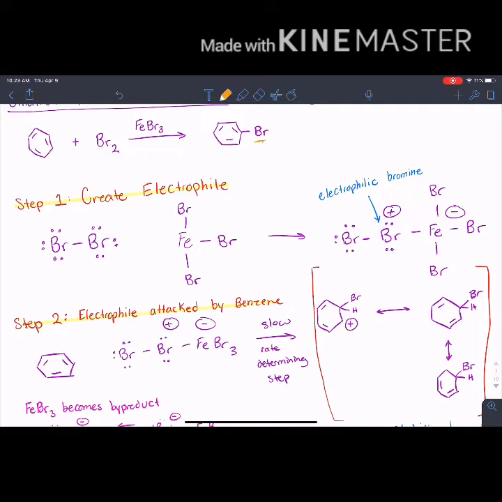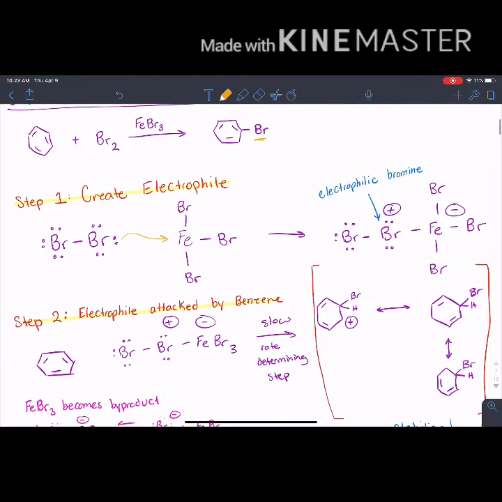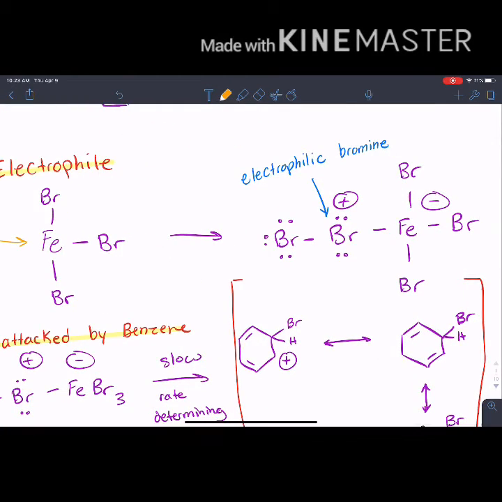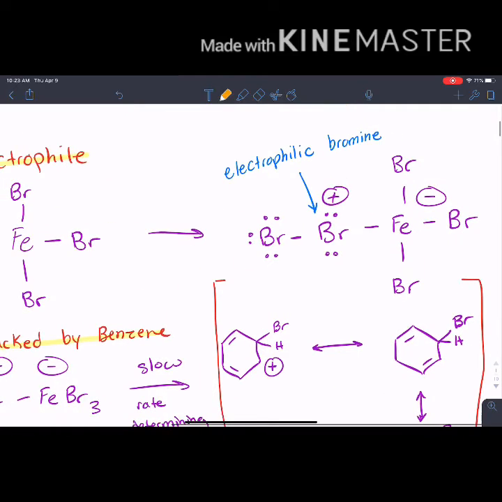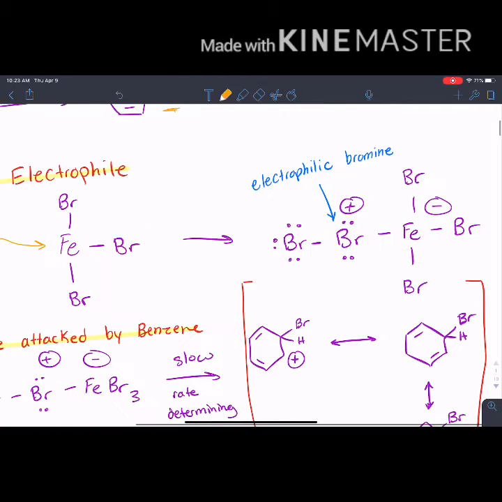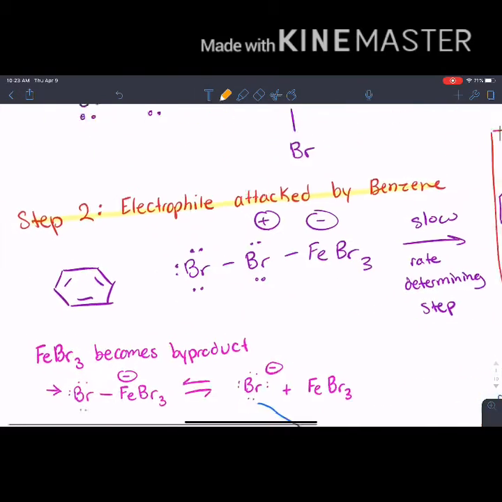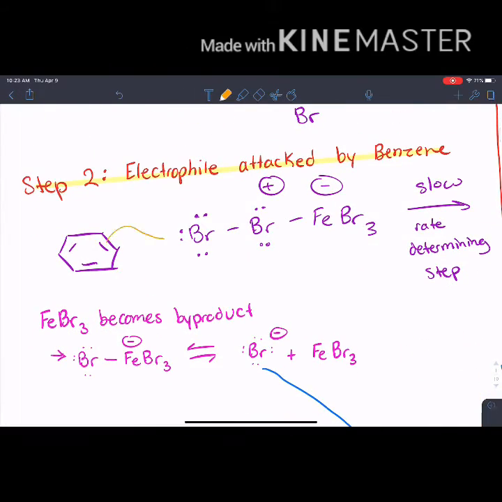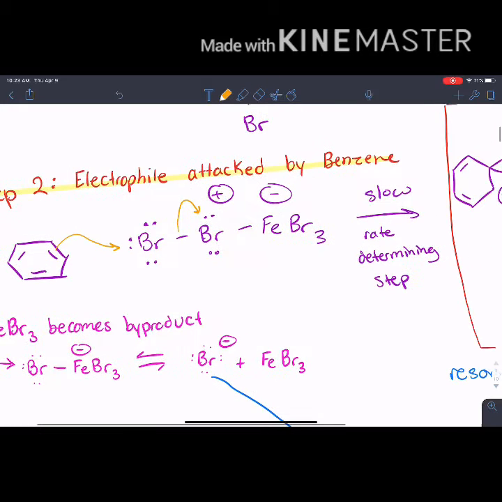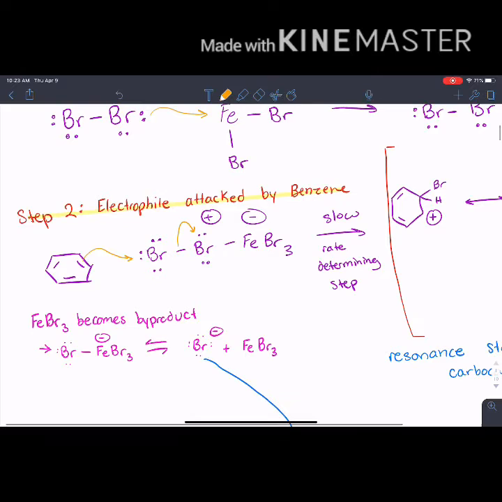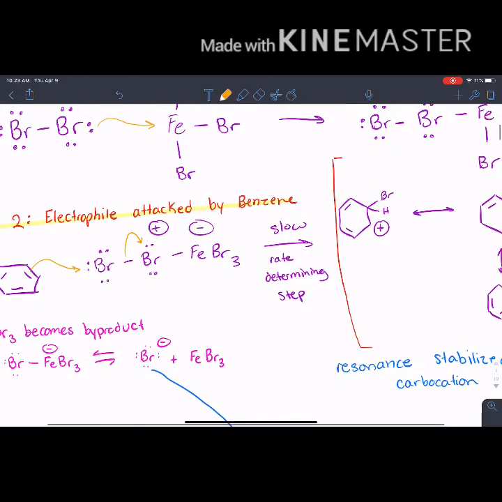The Br2, one of the Brs, is going to donate its electrons to this FeBr3, creating this electrophilic bromine right here, okay? So this is our souped up electrophile, as Dr. King likes to call it, and this is what is going to be attacked by benzene, okay? So benzene attacks this bromine. This covalent bond is broken, and the electrons are donated to this electrophilic bromine. The positive charge is gone.